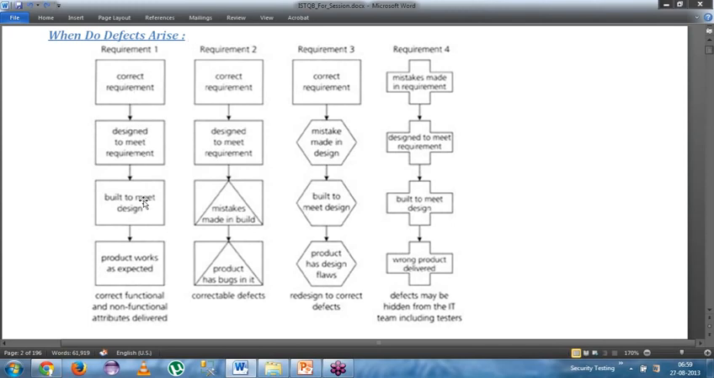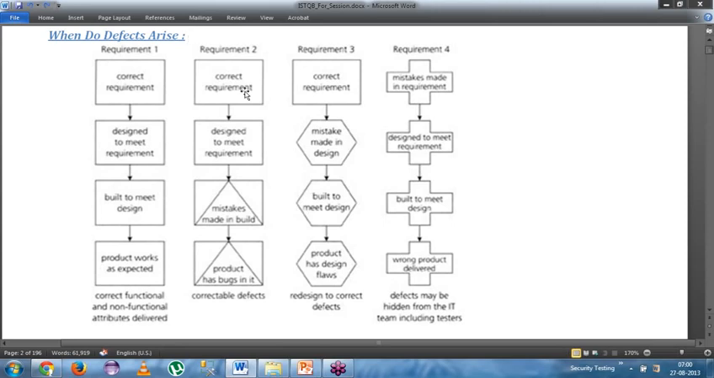Fine. The first thing is that, if you can see this particular workflow, your requirement is correct, your design is correct, your build is also correct, your product is working as expected, then there are correct functional and non-functional attributes delivered. It means that you have delivered what is expected. There is absolutely no deviation. This is a kind of ideal system. A correct requirement, you build it to meet the design, and then you deliver the product as expected, and the product catches the functional and non-functional bottlenecks before it gets delivered.